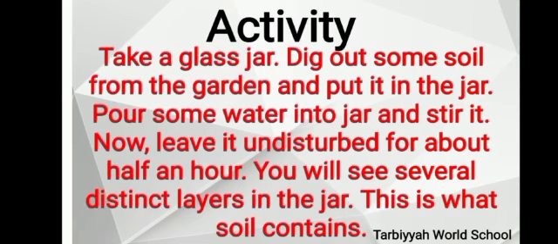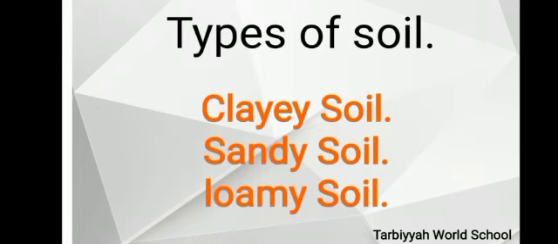Now see the activity. Take a glass jar, dig out some soil from the garden and put it in the jar. Pour some water into the jar and stir it. Now leave it undisturbed for about an hour. You will see several distinct layers in the jar. This is what soil contains. So my dear students, you have to do this activity. Okay? Now see the types of soil based on the size of particles.